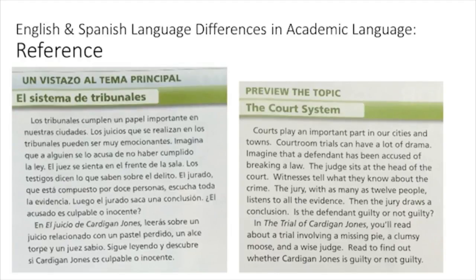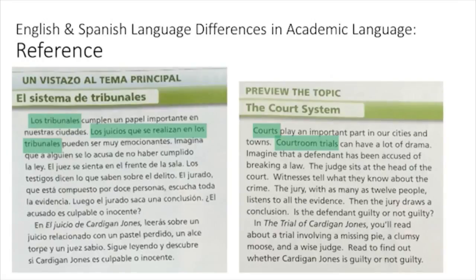The difference that we saw across English and Spanish academic language was the use of reference. So in these two texts, we see that it's talking about the court system. It says, courts play an important part in our cities and towns. In Spanish, it's los tribunales, which references courts. The next sentence in English says, courtroom trials can have a lot of drama. So the connection between those two sentences there was made by the root word of court. But if we look at the Spanish, that's not available because, in fact, trials is a different word completely.